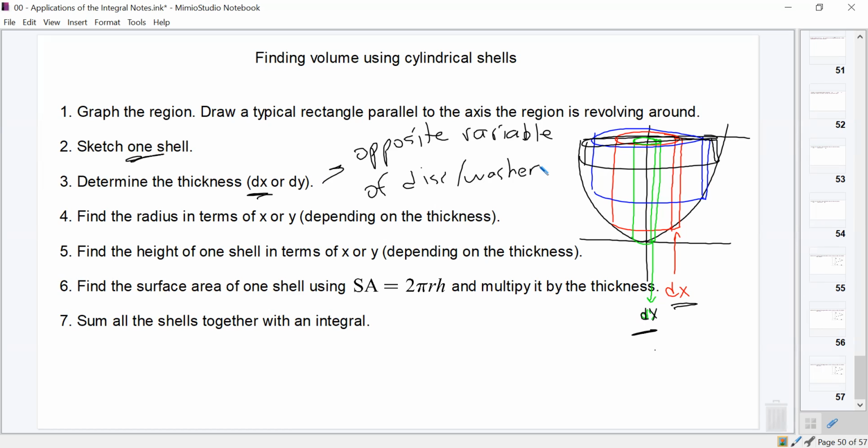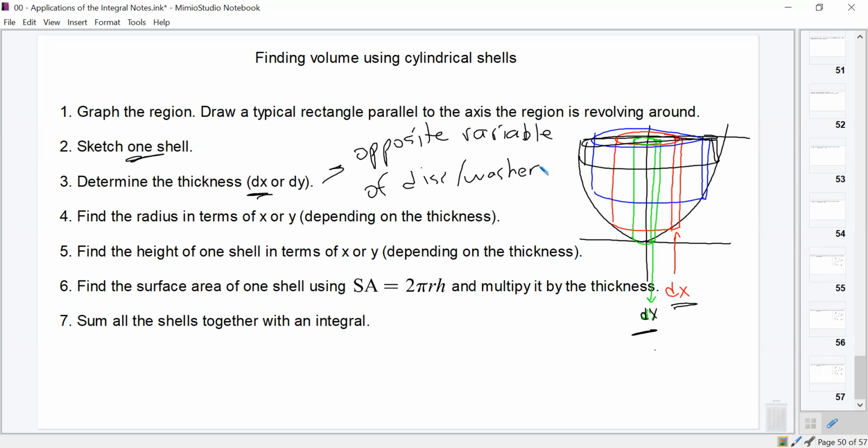So we'll have to switch to the other one. Sometimes it might be impossible to use a disk or a washer, and so instead of sitting there with no idea what to do, we'll be able to use these cylindrical shells. So what we then need to think about is how do we find the volume of a hollow cylinder?